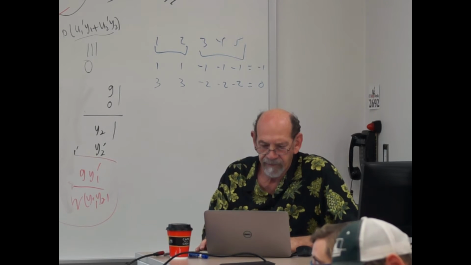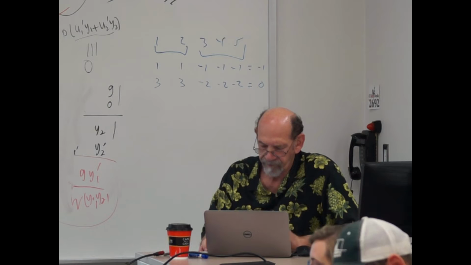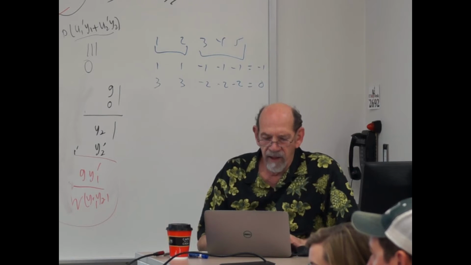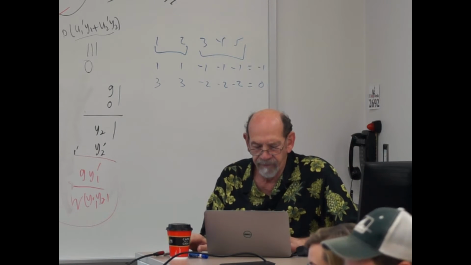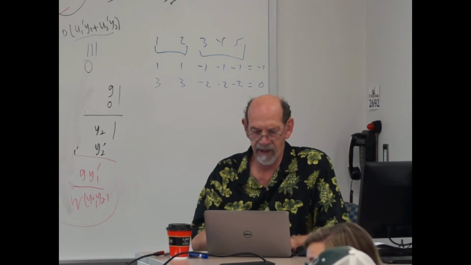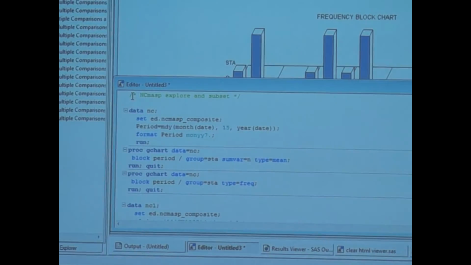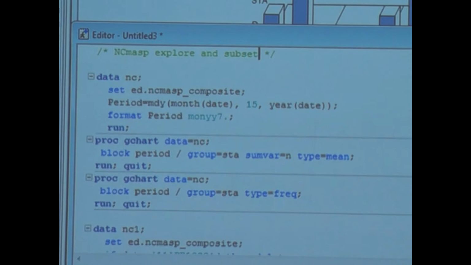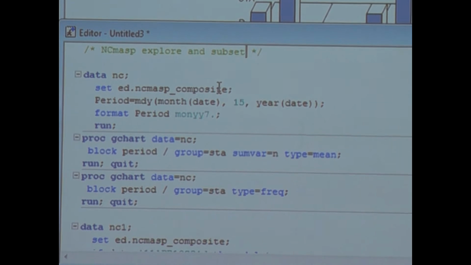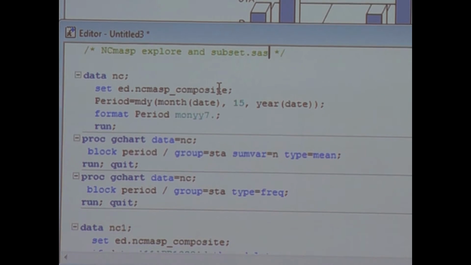What should we call this? So this is NCMASP explore and subset. Okay? I always give it a name first, .SAS, and I put it in the first row. So now I'll save it.